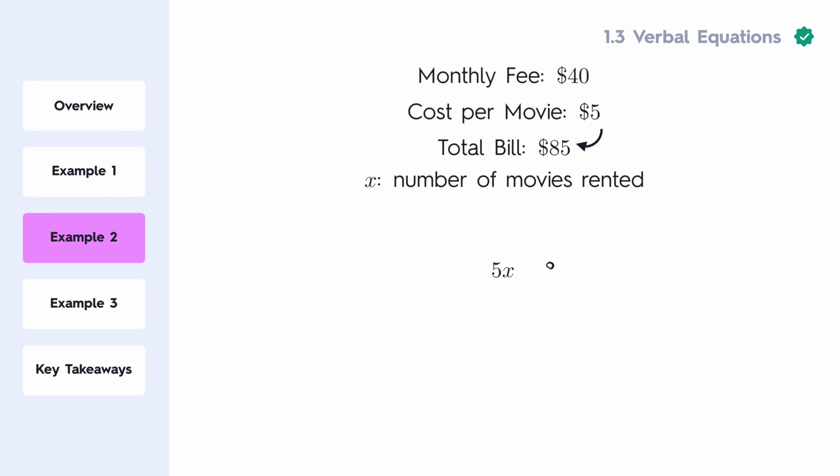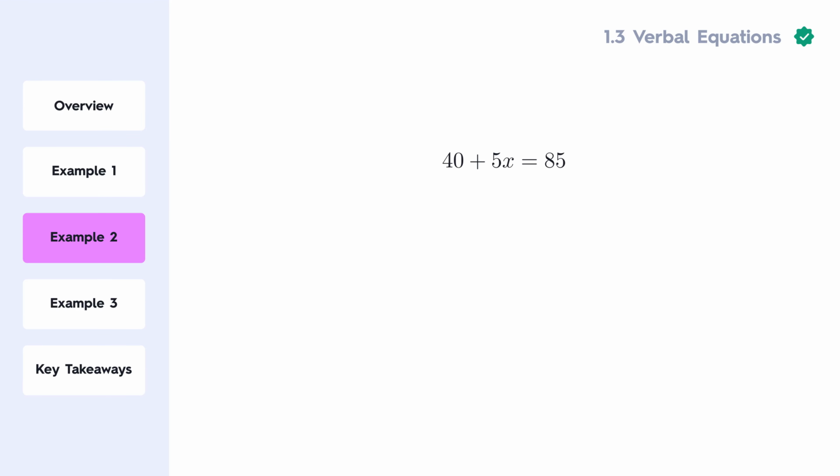But the total bill of $85 wasn't accumulated solely by the number of movies rented, as this number also includes the monthly fee of $40. So the equation for the total bill is as such. Next, we'll solve this equation step by step. First, subtract 40 from both sides to isolate the movie rental term. Now, to find x, divide both sides of the equation by 5. So, the customer rented 9 movies this month.